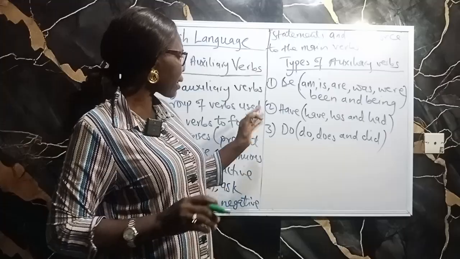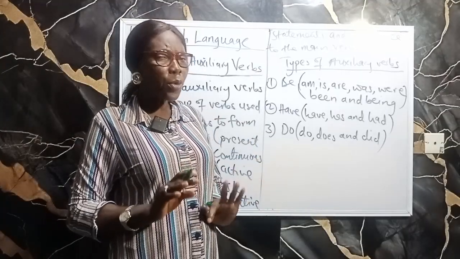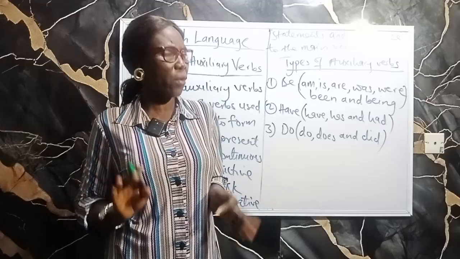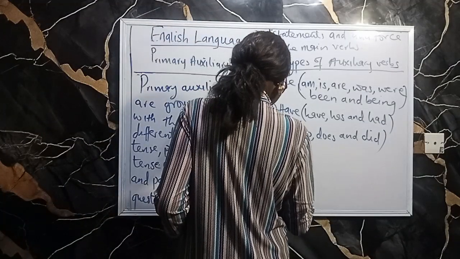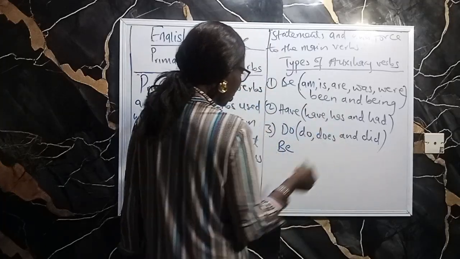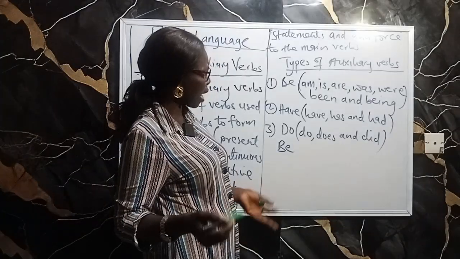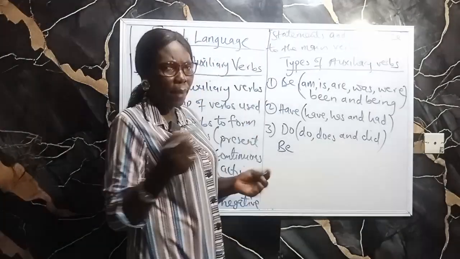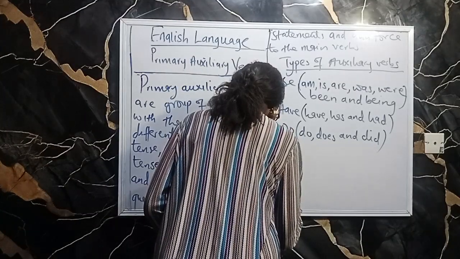Now, we will take them one after the other and use them in sentences to help you to know how to use them very well. So we are starting with the verb be. Under be, we have am, is, are, was, were. So let's pick them one by one and use them in sentences. The first one, am.